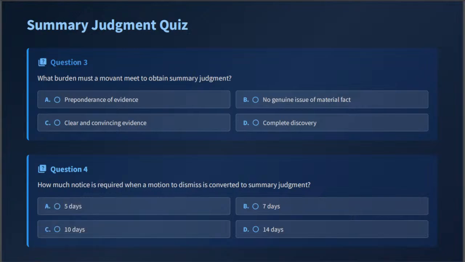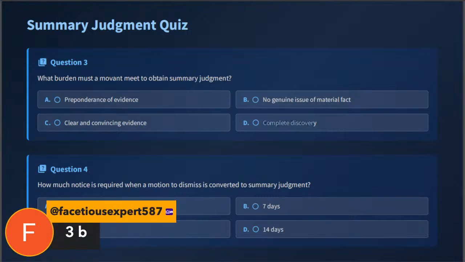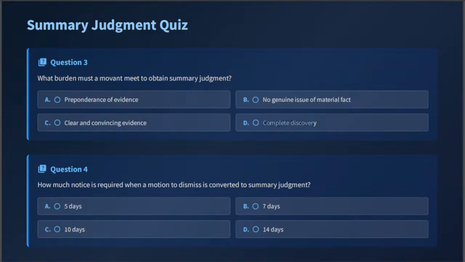All right, so we got a lot of takers for 3B. Oh, that was 3B. Okay, so I haven't even read this one yet. So let's see here. What burden must a movant meet to obtain summary judgment? A, a preponderance of evidence. B, no genuine issue of material fact. C, clear and convincing evidence. Or D, complete discovery. And Facetious Expert already put in B here for his choice.